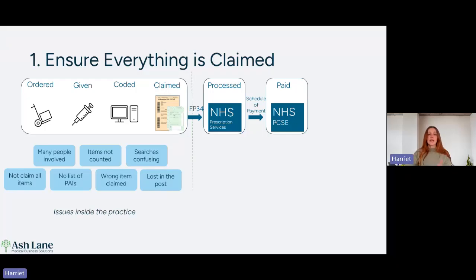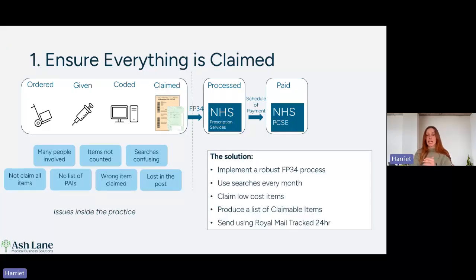Now, with all of these things, there are steps that you can take to make sure that you're claiming everything. Firstly, make sure that you've got a robust FP34 process. So that means that it's clear what is happening every single month, and that it is a repeatable thing. Using searches, like I mentioned, is important, but make sure that the team using them is trained in how to use them as well. Then make sure that everybody is claiming for everything, even the low-cost items, and I'm going to talk more about why that's so important later on. You can produce a list of claimable items as well to help people remember the things that they should be printing an FP10 for.